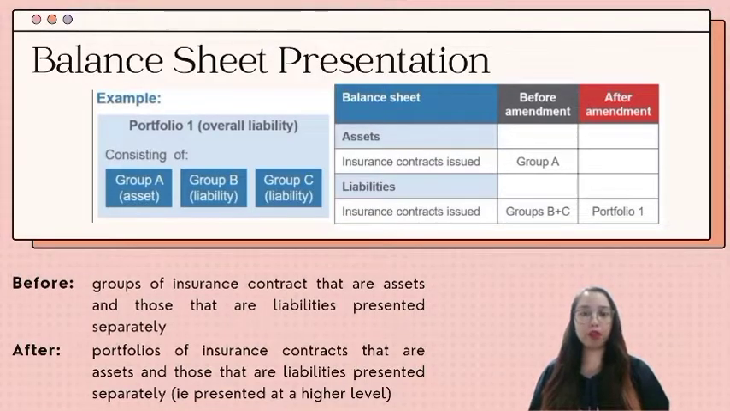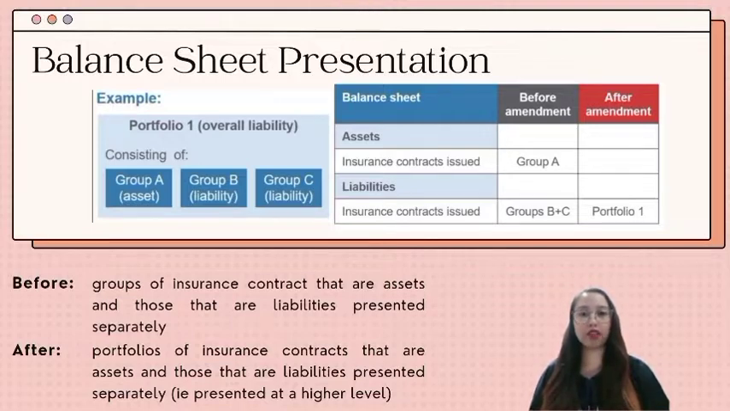Next naman po is about balance sheet presentation. So before, groups of insurance contracts that are assets and those that are liabilities presented separately. After, portfolios of insurance contracts that are assets and those that are liabilities presented separately. Example, presented at a higher level. So yung next amendment naman po is about sa presentation ng insurance contract sa balance sheet.